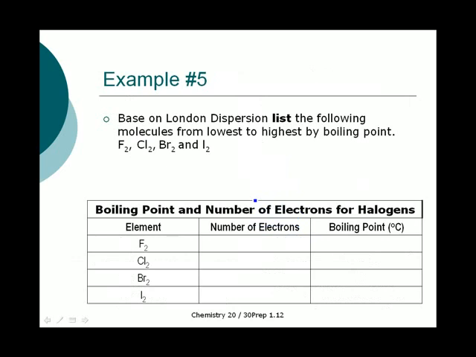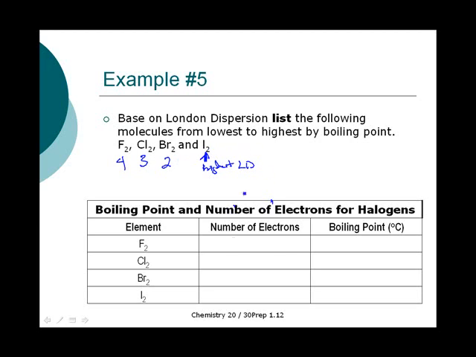We can do the same thing with the halogens. If we take a look at the halogens, we know that in terms of number of electrons, iodine has the most, because it's the one lowest down in the group. So this one would have the highest London dispersion. Bromine would be second highest because it has the second most electrons. Chlorine has the third most, and fluorine has the fewest electrons.